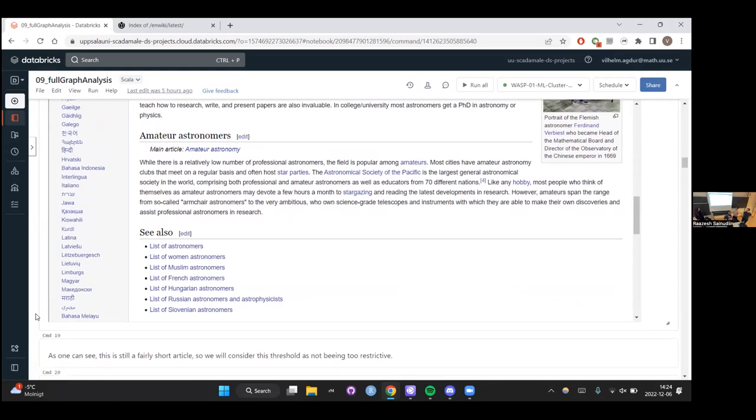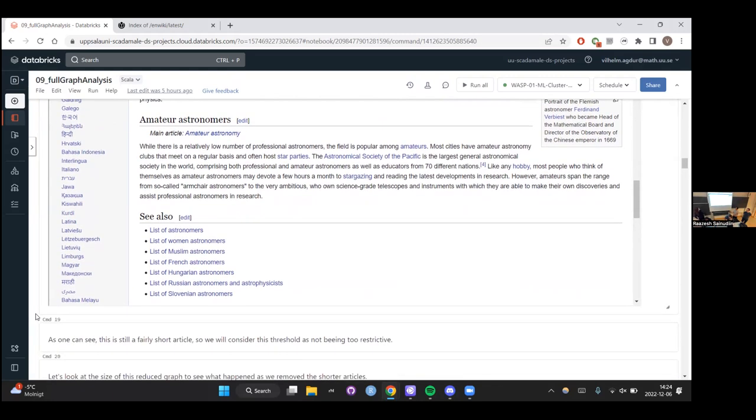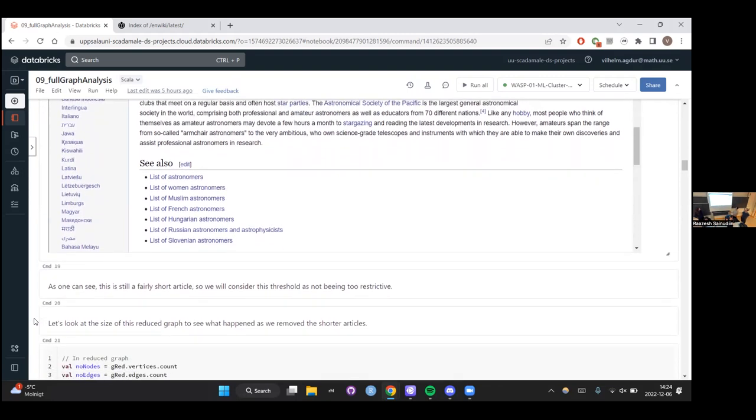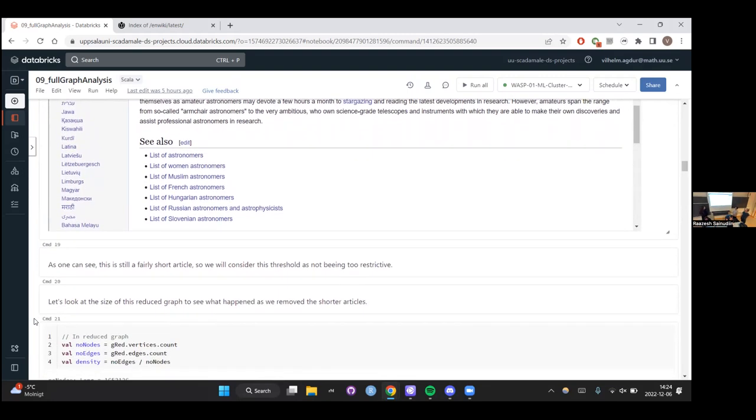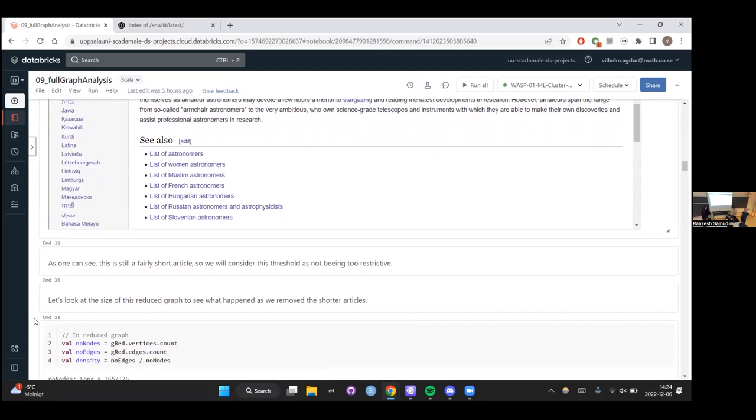It's very interesting to see also some of the arbitrariness of Wikipedia. So if you care about Hungarians, Russians, Slovenians, and Muslims, and women. But no others, apparently.